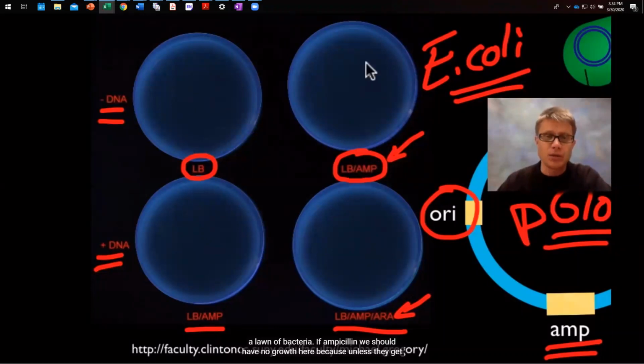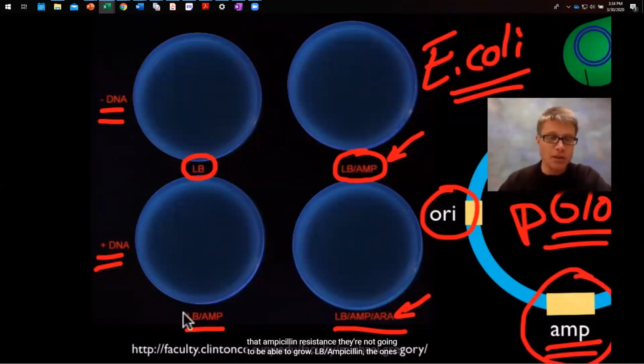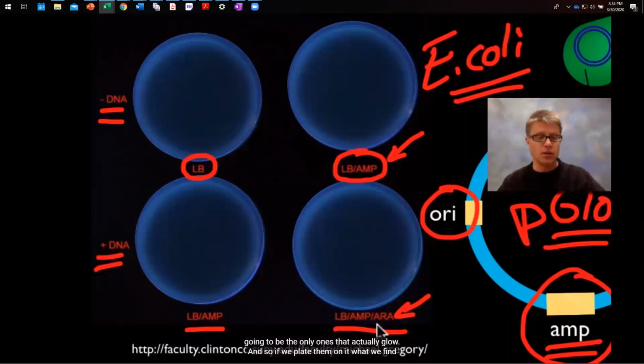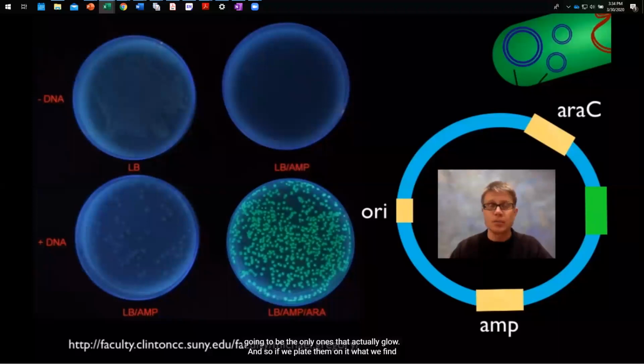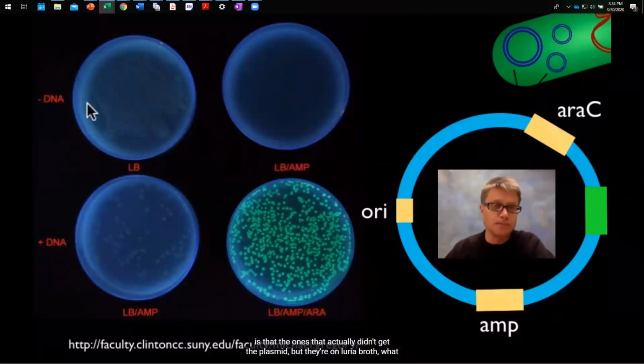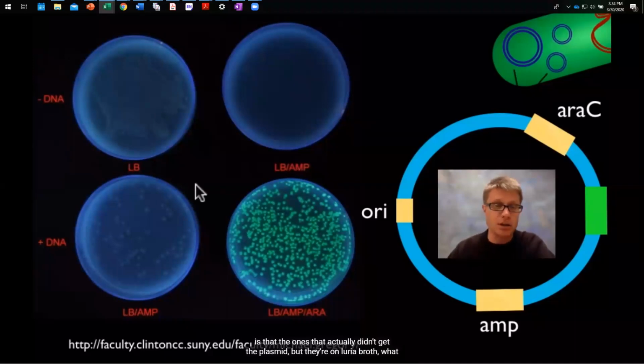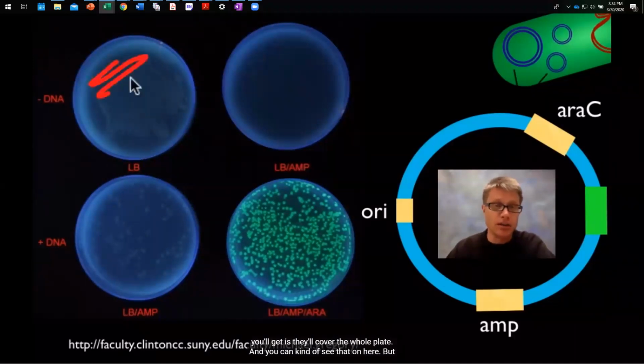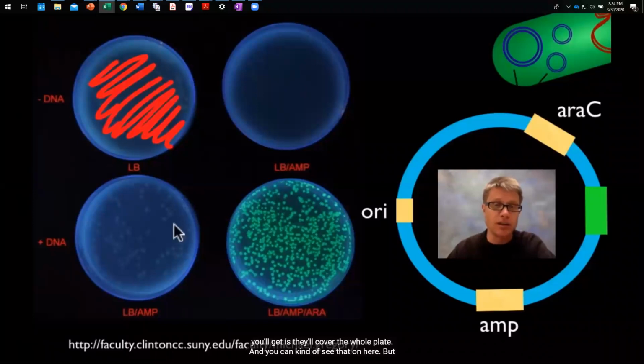If ampicillin, we should have no growth here, because unless they get that ampicillin resistance, they're not going to be able to grow. LB ampicillin, the ones who get the plasmid, should be able to grow if they're transformed, and then these are going to be the only ones that actually glow. If we plate them, the ones that didn't get the plasmid, but are on Luria broth, will cover the whole plate. You can kind of see that on here.